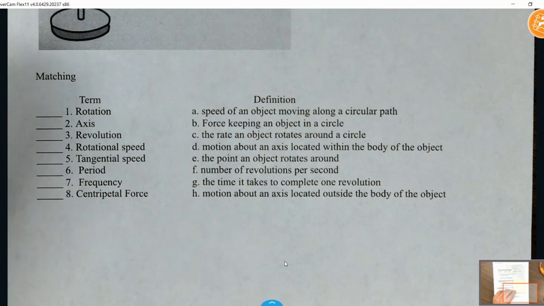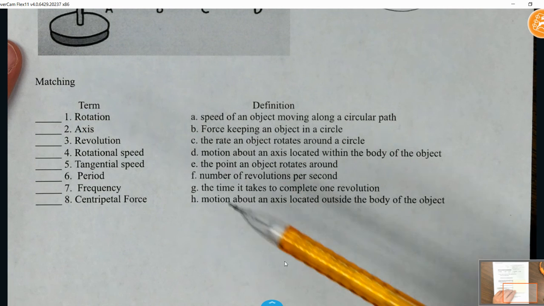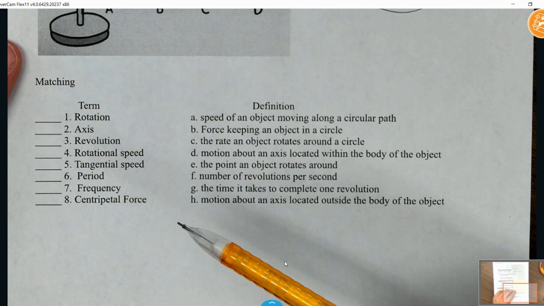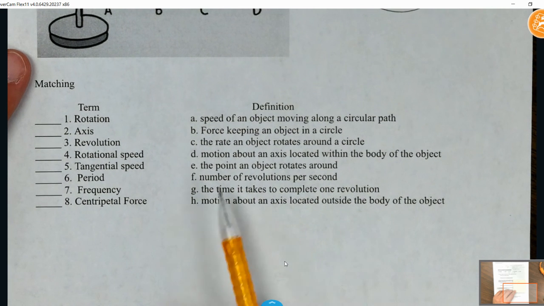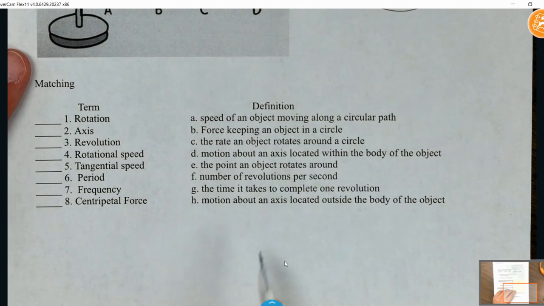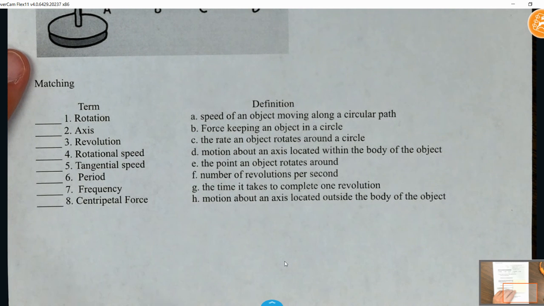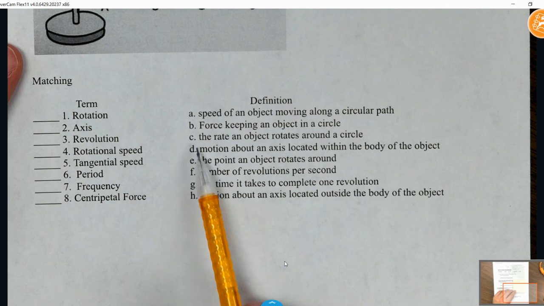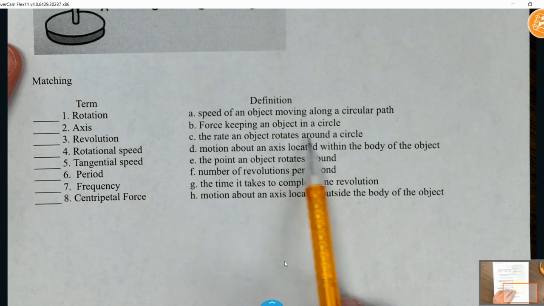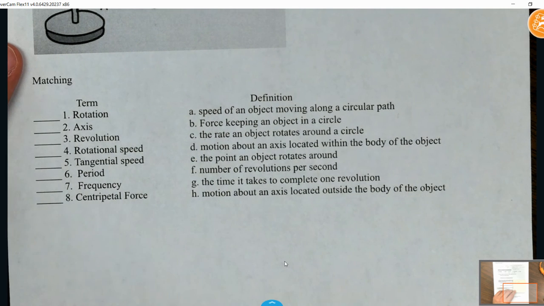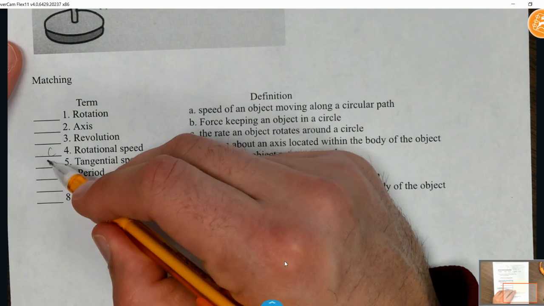And then we have our definitions. So you have rotation, axis, revolution, rotational speed, tangential speed, period, frequency, and centripetal force. Speed of an object moving along a circular path. We have to be careful because there's tangential speed and rotational speed. The rate an object rotates around a circle, that would be your rotational speed. Tangential speed would be A.